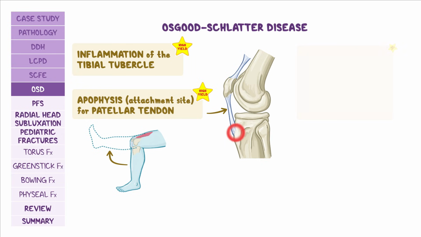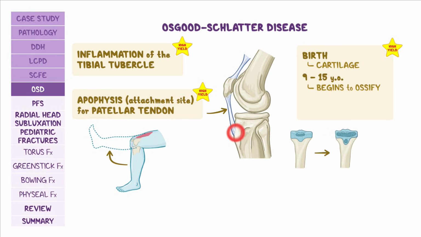And what you need to remember for your exams is that at birth, the tibial tubercle consists of cartilage, but between the ages of 9 and 15, it begins to ossify, and at around the age of 18 becomes a bony tuberosity. And that's a high-yield fact.